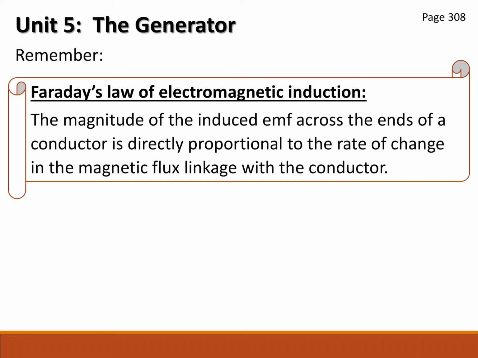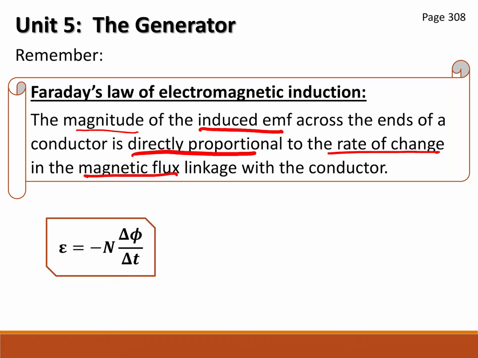So we need to remember that a generator works on the use of Faraday's law of electromagnetic induction, which says to us the magnitude, so the size of the induced EMF across the ends of a conductor is directly proportional to the rate of change in the magnetic flux linkage. So in other words, how fast we can turn a coil or a wire, move a wire in a magnetic field or a magnetic field over a wire, the faster, the greater the current is that we will induce, that we will make flow through the wires, okay?